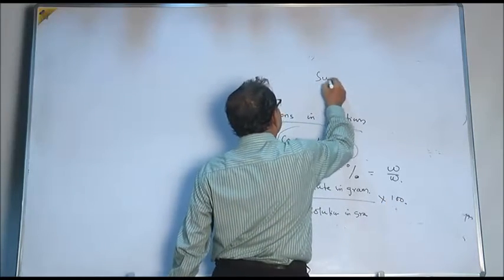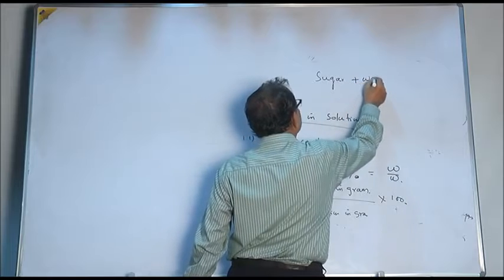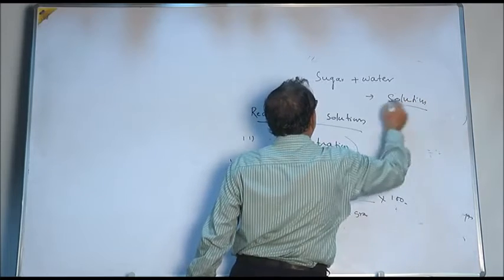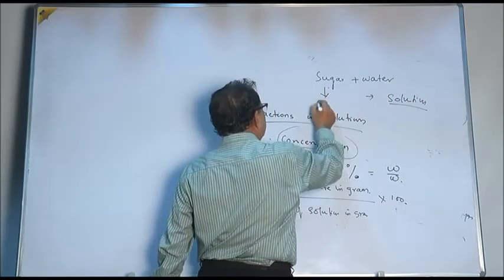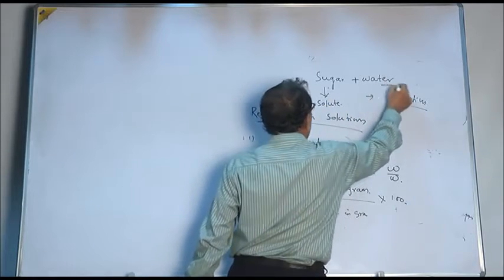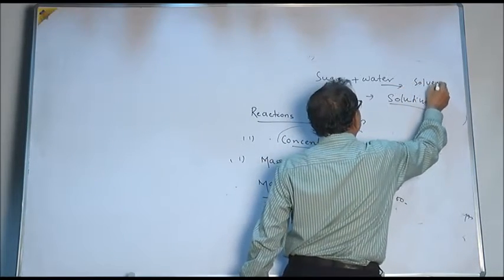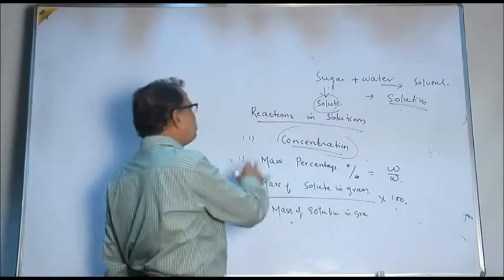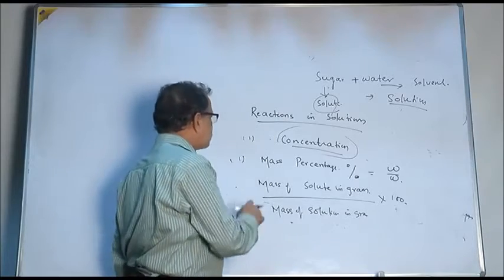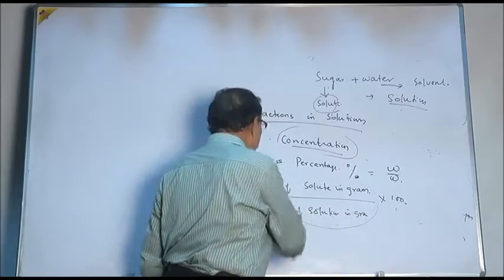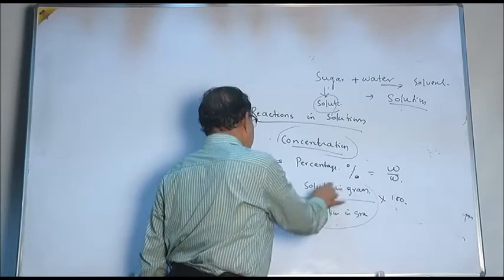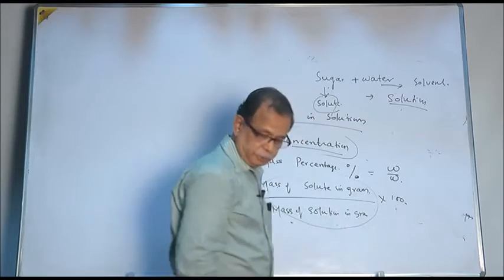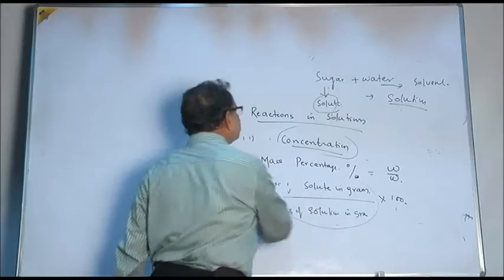So what is solute? Suppose sugar plus water form a sugar solution. The sugar is called the solute, water is called the solvent, and solute plus solvent is called the solution. The large quantity is the solvent, the little amount is the solute. So how can we measure weight percentage? The mass of the solute in grams, the mass of the solution in grams. Suppose we have to find out the mass percentage of this problem. Calculate.